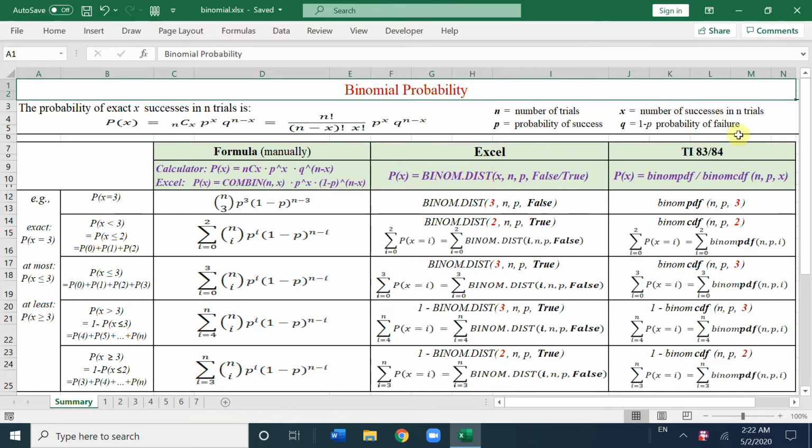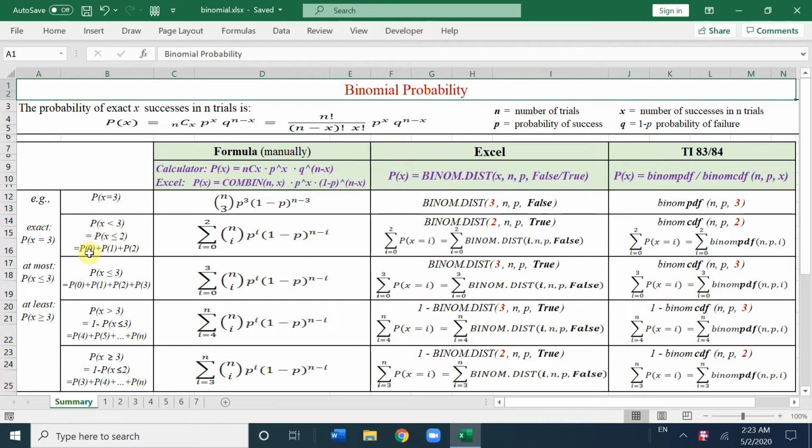binom.dist. And by calculator, we have binomPDF and binomCDF. So here, PDF means exact. Suppose we have 3 heads. We flip a coin maybe 10 times. And the CDF matches true in Excel, the cumulative. So less than 3. So I flip a coin for 10 times.